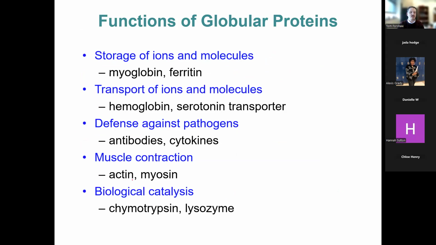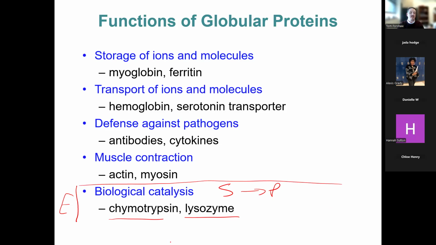Of course, I'll start at the bottom actually. So with the enzymes, of course, they act as biological catalysts, which turn a substrate into a product. An example would be the enzymes chymotrypsin and lysozyme, both of which are digestive enzymes for breaking down your food. So that's the reason why you may want proteins to do that.